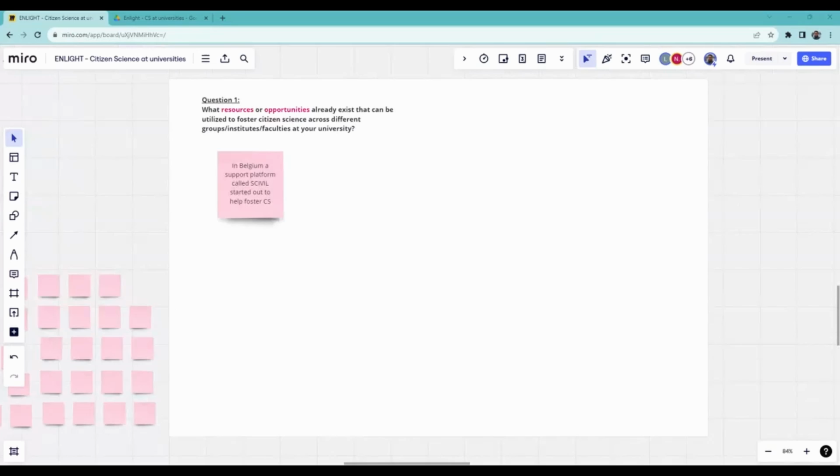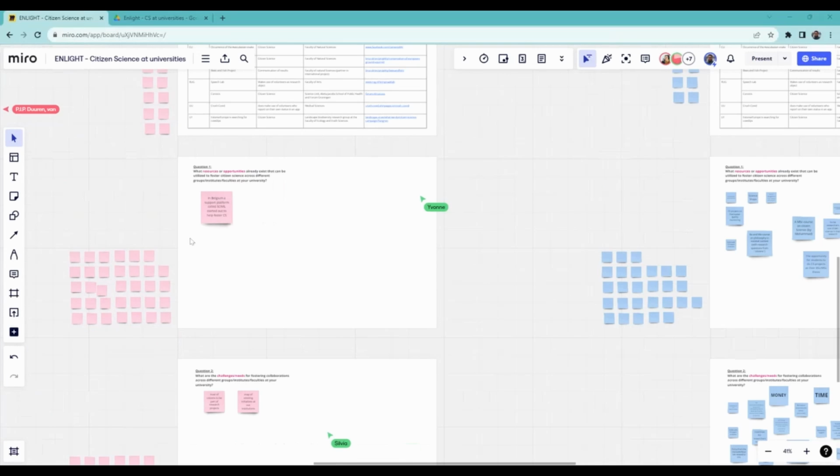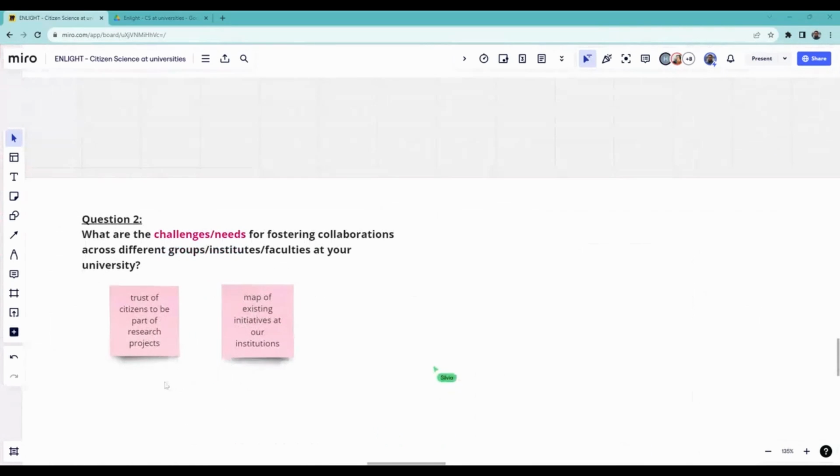Okay, so we're also a small group, and unfortunately a group of people who were more meant to be observers in this session, so we didn't have so much to share. We were talking a little bit about the challenges and needs, about how to gain trust of citizens so they will be willing to be part of research projects.